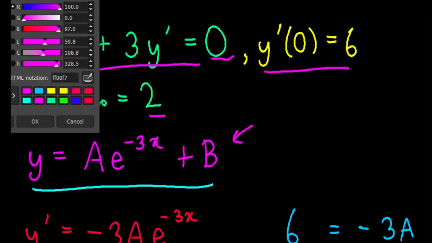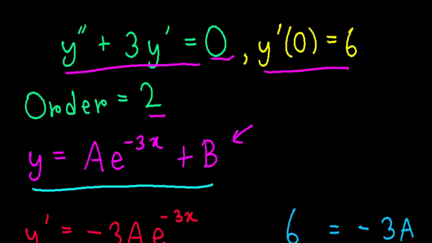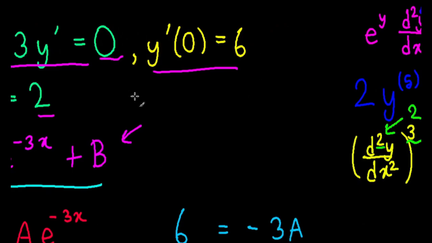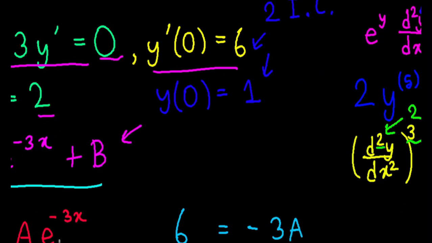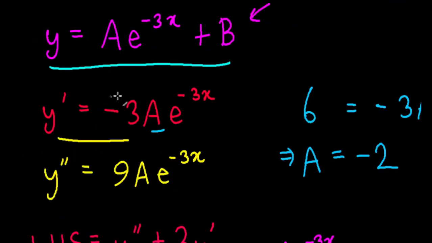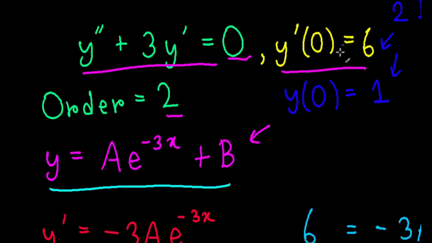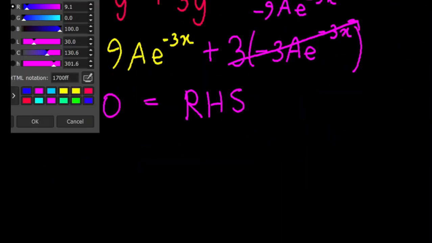With that said, let me give you one more piece of information. Let's say that y of 0 is equal to, let's say, 1. Now we have two initial conditions, which is the same number as the order. So by what I just said, we should be able to find a particular solution. Well, let's check that out. We already used one of them and found the value of a. The only thing left is to use the other piece of information.